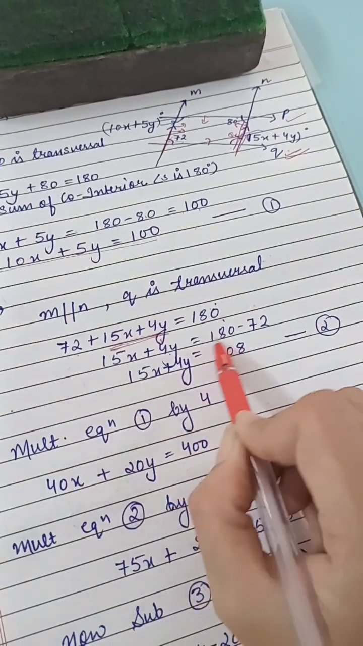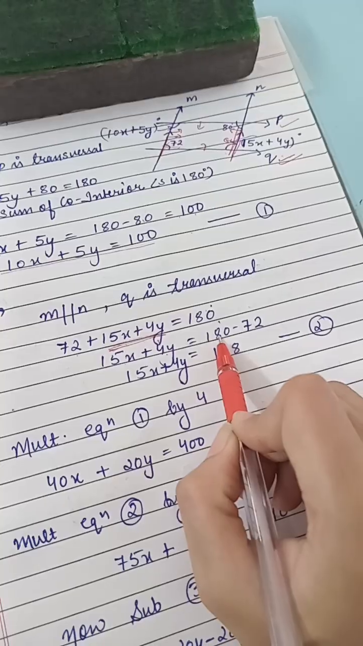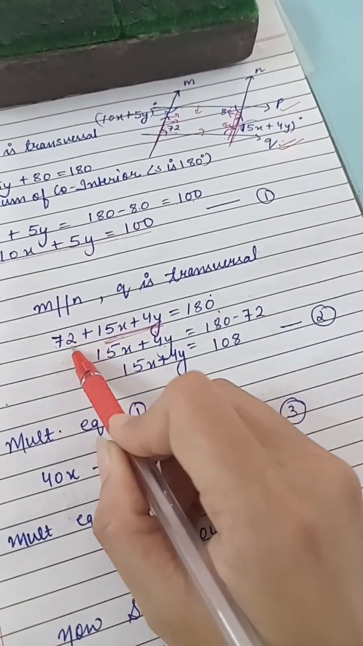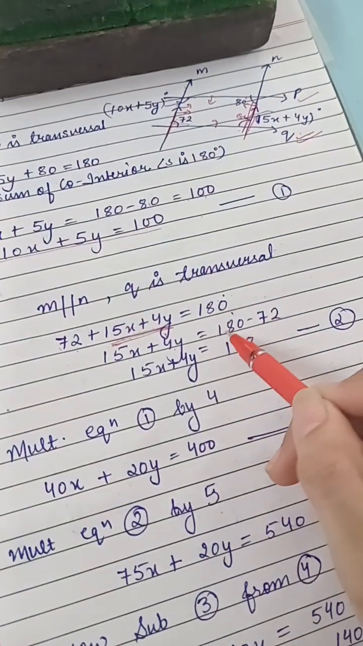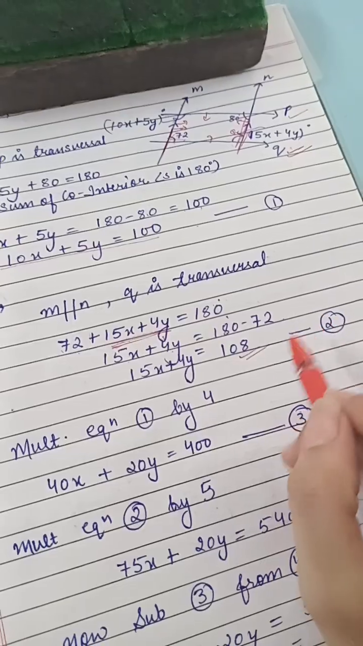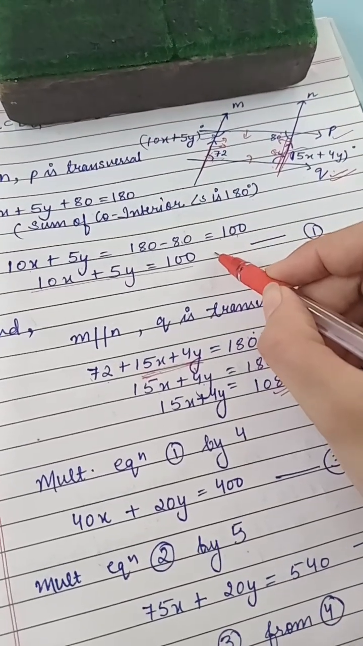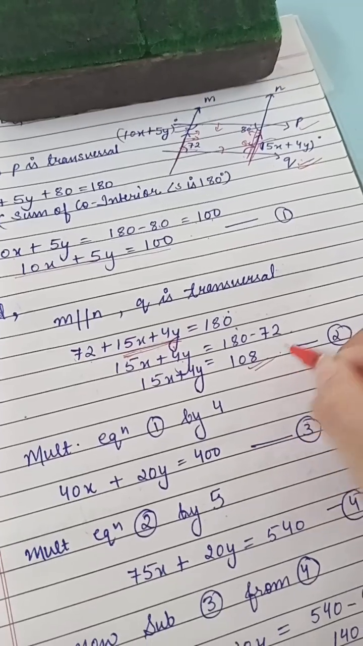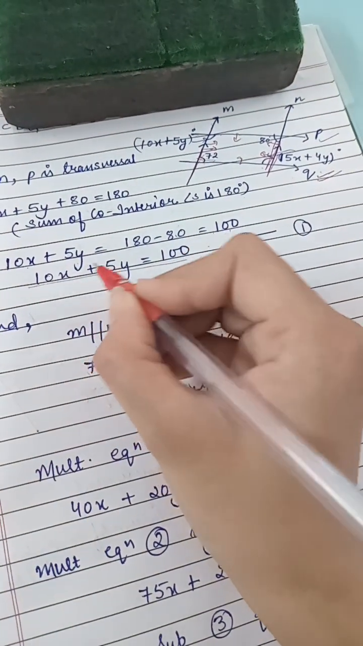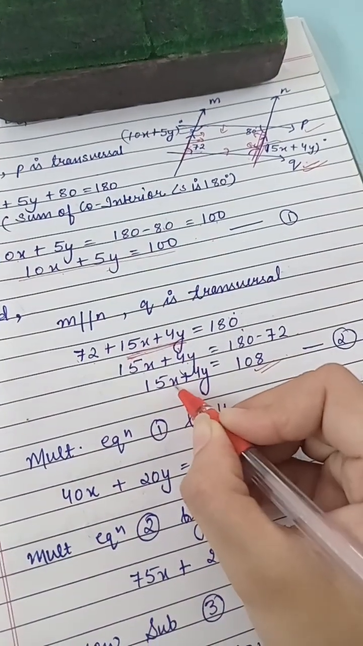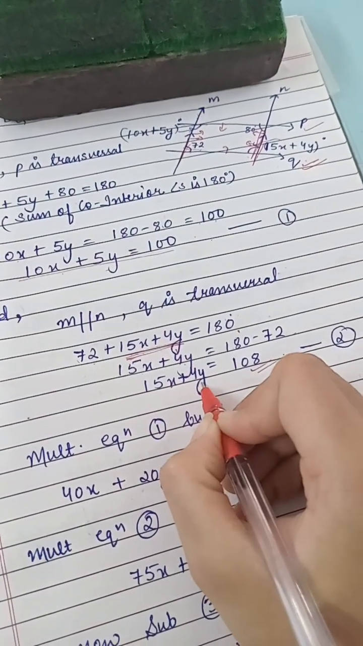They will remain as they are because they are not going to change their side. But 72 is a constant, like 180. So 180 minus 72 is 108. This is our first equation, and this is our second equation. See, how many variables are there? 2. x and y. Over here in the second equation, x and y.